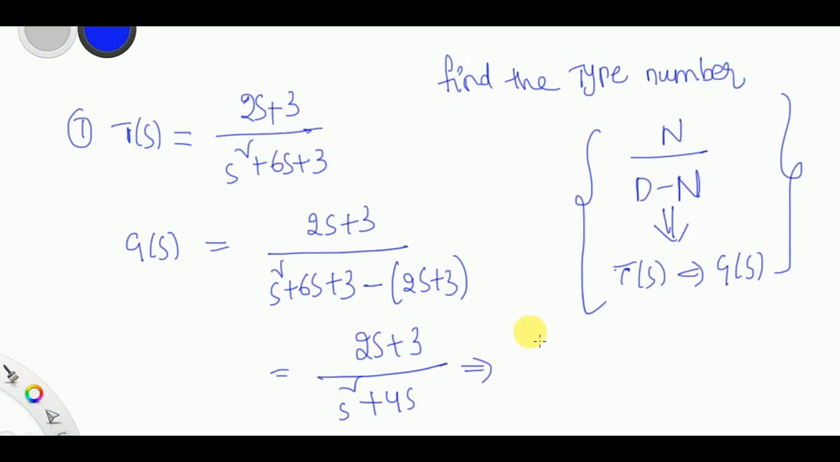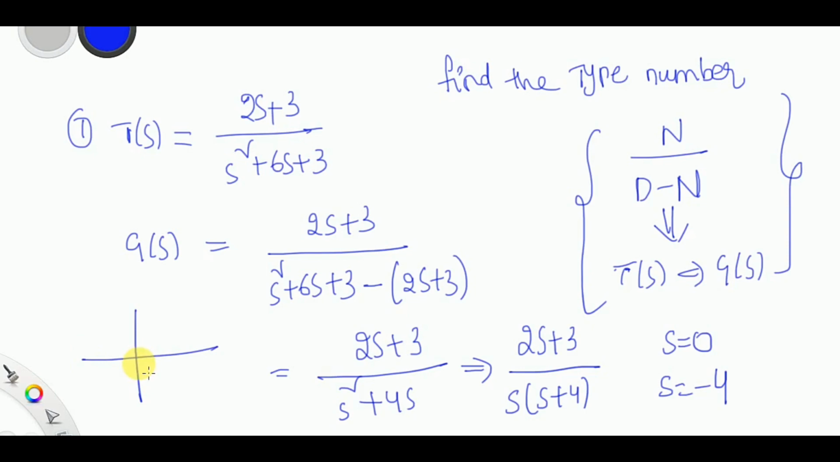Now in the denominator you can take s common, that is s into s plus 4. You can clearly observe s equal to 0 is one pole and s equal to minus 4 is another pole. Since type number means the poles lying at the origin, you can say the type number of the system is 1 in this problem. In this way you can find the type number of the given system.